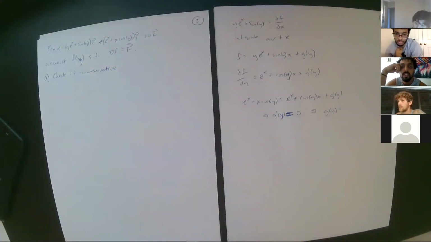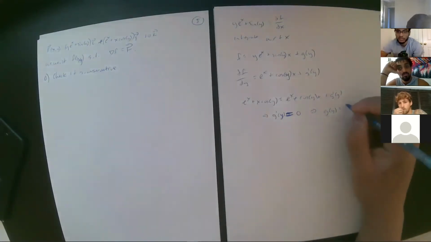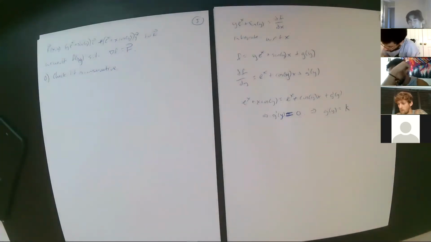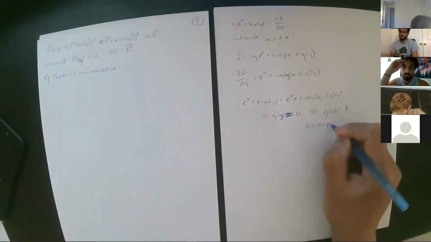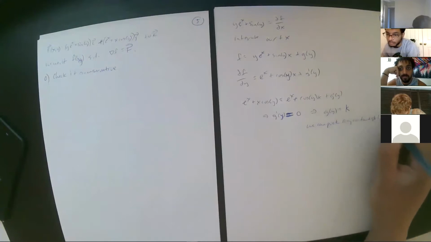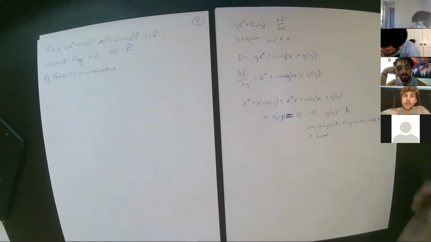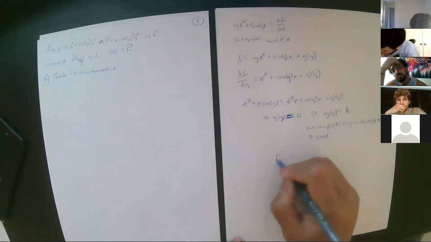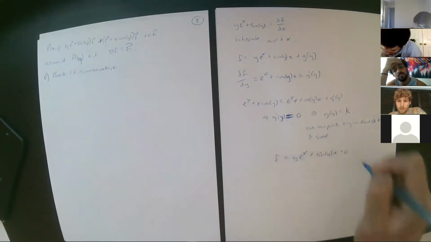Let me just pick constant. Yeah, constant functions, right? So we could integrate this with respect to y and we get some constant. And what constant do I want to pick? It doesn't really matter what constant I pick, I can pick any of them. I might as well pick 0, right? So K equals 0 is good. So our function looks like this: f is y e to the x plus sine yx plus 0.